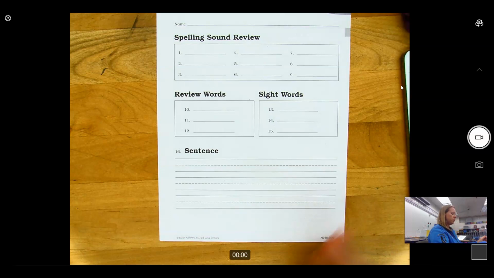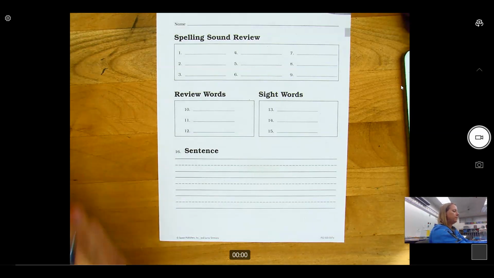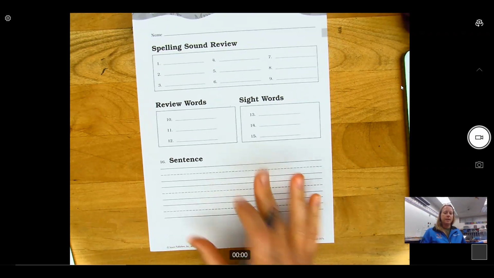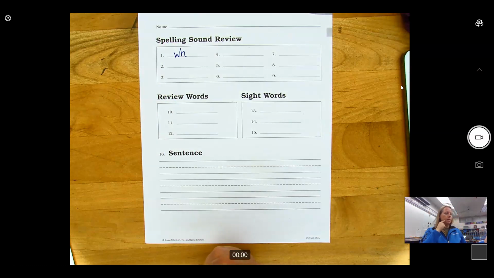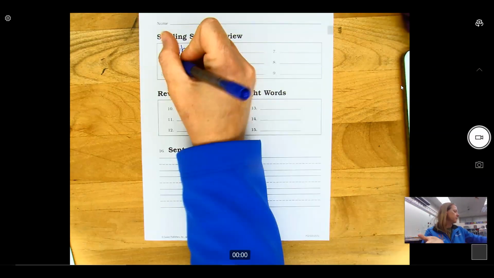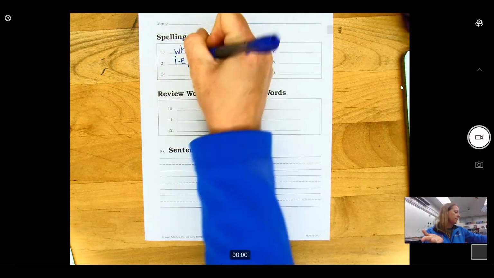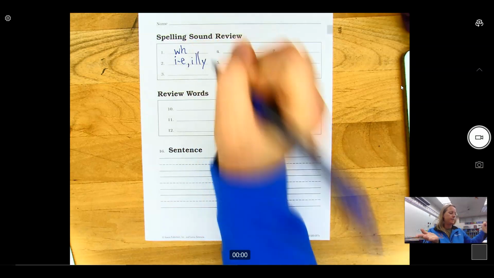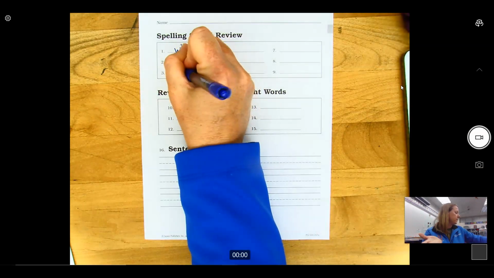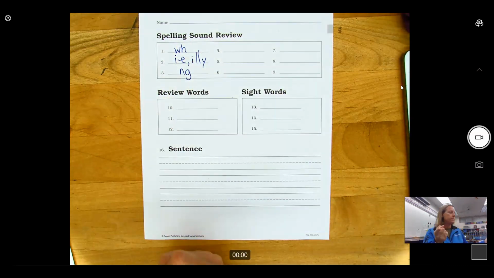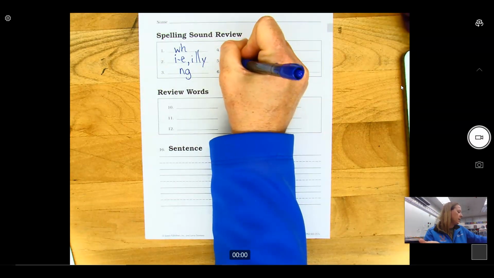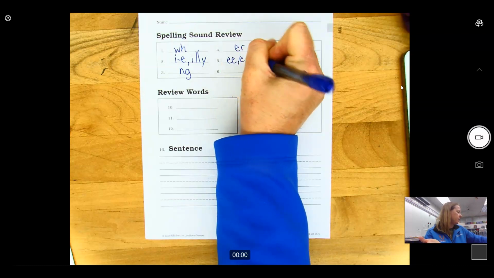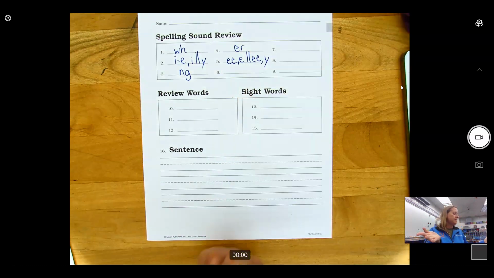Going to our spelling sound review. You're going to echo the sound after me when I lay my hand flat and tell me the words or the letters that make up that sound. Number one, wah. W-H. I consonant E, comma, I final Y. Ng. N, G. E, R, E. E, E, comma, E final E, E, comma, Y.